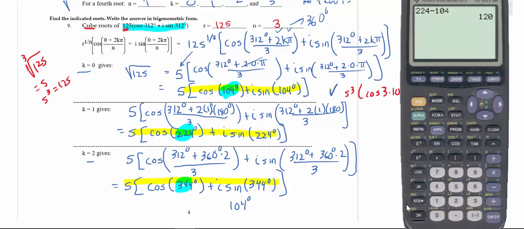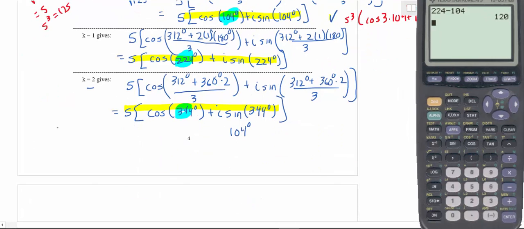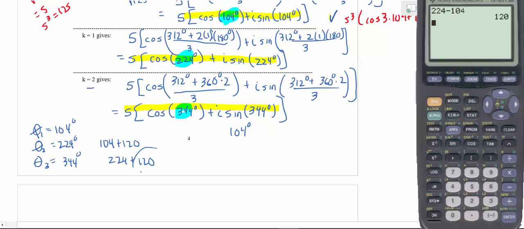The pattern that exists goes like this. That first angle, I can call this theta 1, that's 104. Theta 2 is 104 plus 120, which turned out to be 224. Then theta 3, the third angle, would be 224 plus 120 again, which is 344. So my question to you is, what in the world is that 120?